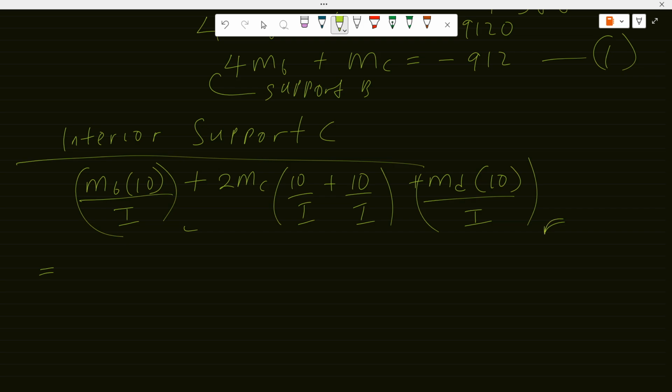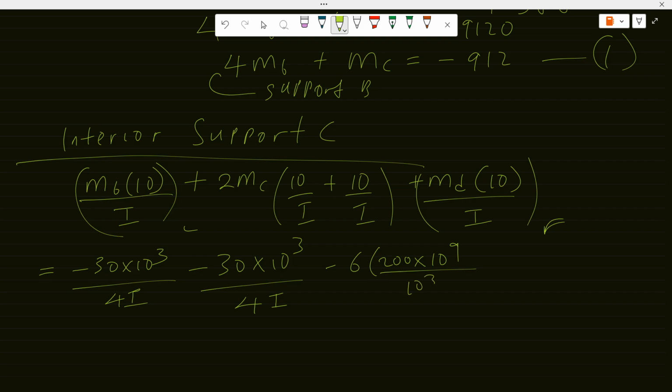That is, once again, since it's the same question we're dealing with, P is 0. But there's a uniformly distributed load, which is in the formula WL cubed over 4I. Then we apply it to the left, which is 30 times 10 raised to the power 3 over 4I. We apply it to the right, 30 times 10 raised to the power 3 over 4I, minus 6, 200 times 10 raised to the power 9 over 10 raised to the power 3.